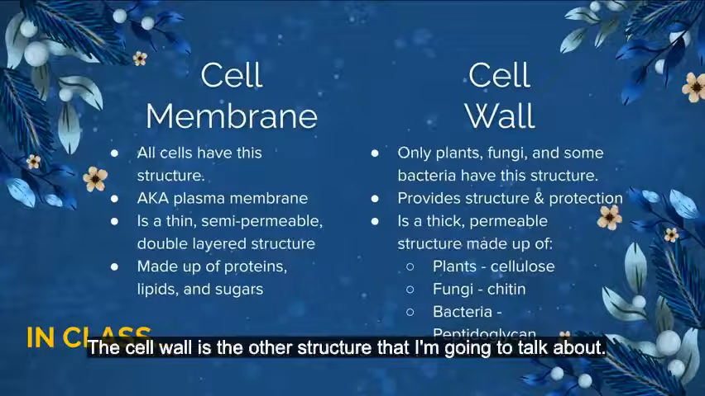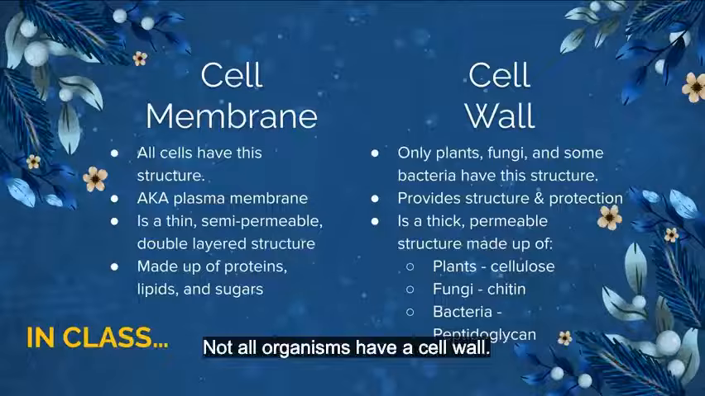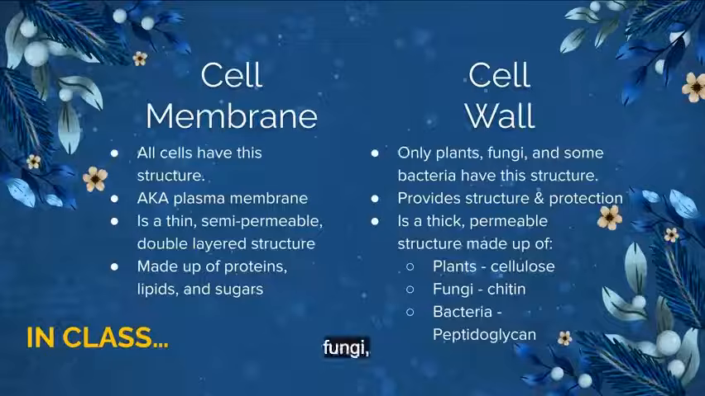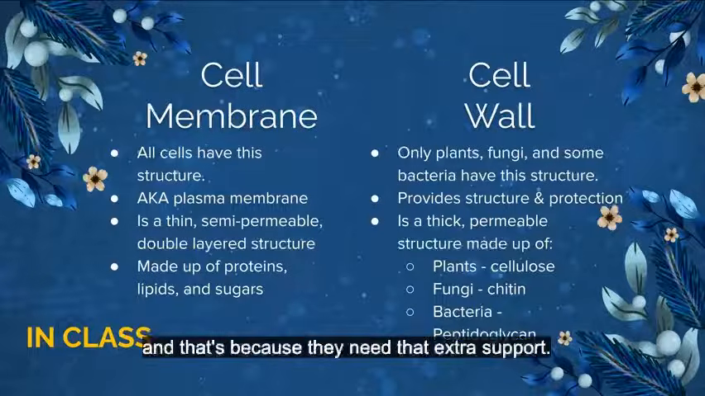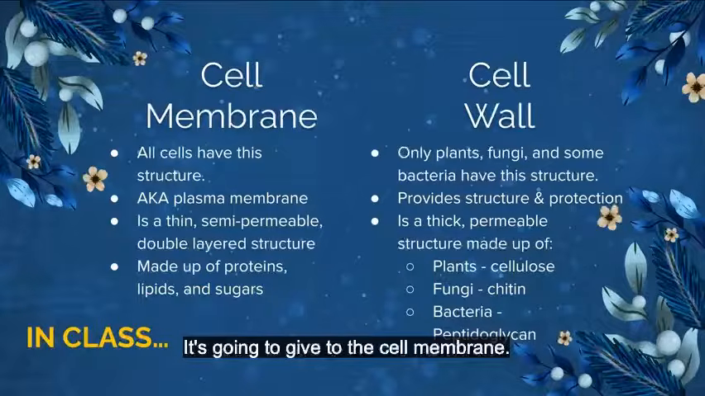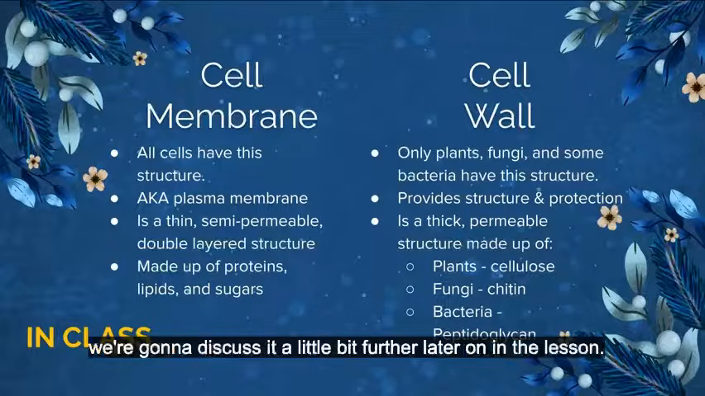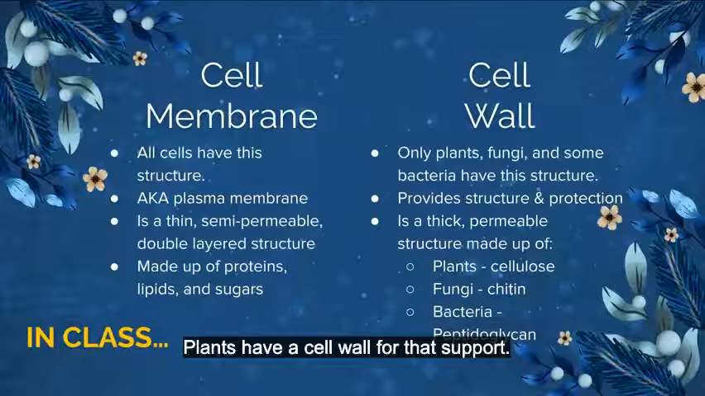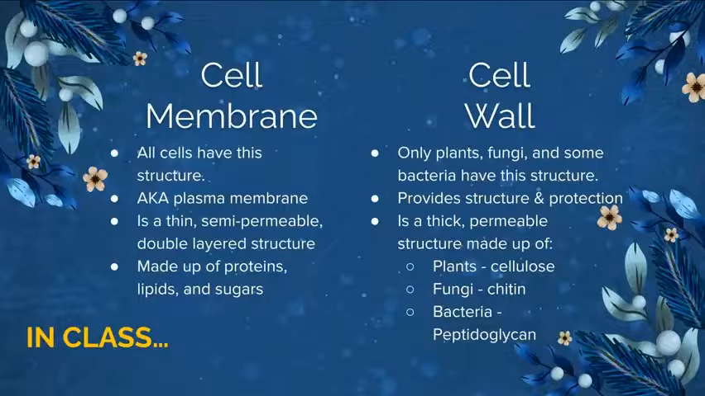The cell wall is the other structure that I'm going to talk about. Not all organisms have a cell wall. Cell walls are specific to plants, fungi, and some bacteria, and that's because they need that extra support it gives to the cell membrane. We're going to discuss it a little bit further later on in the lesson. We can see this in plants. Plants have a cell wall for that support.